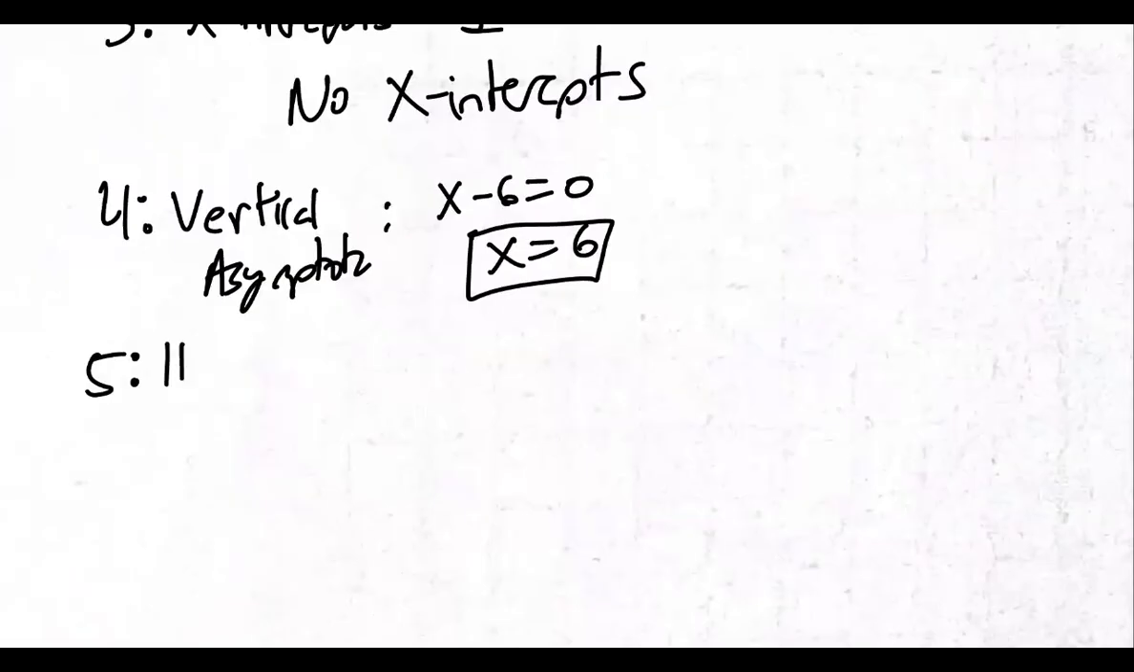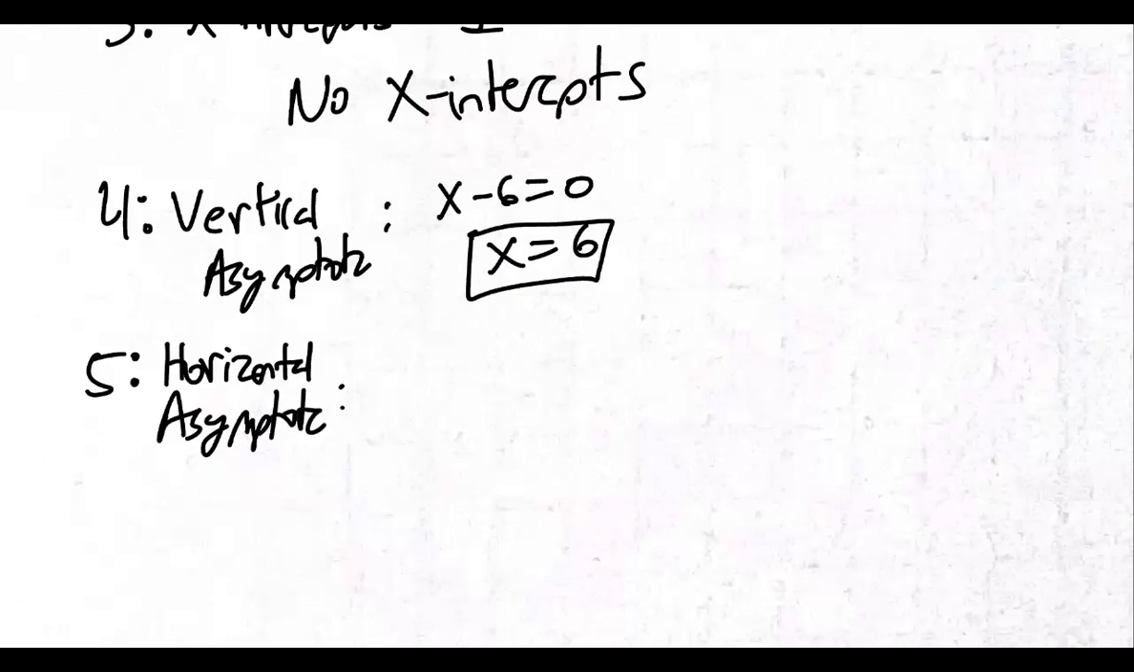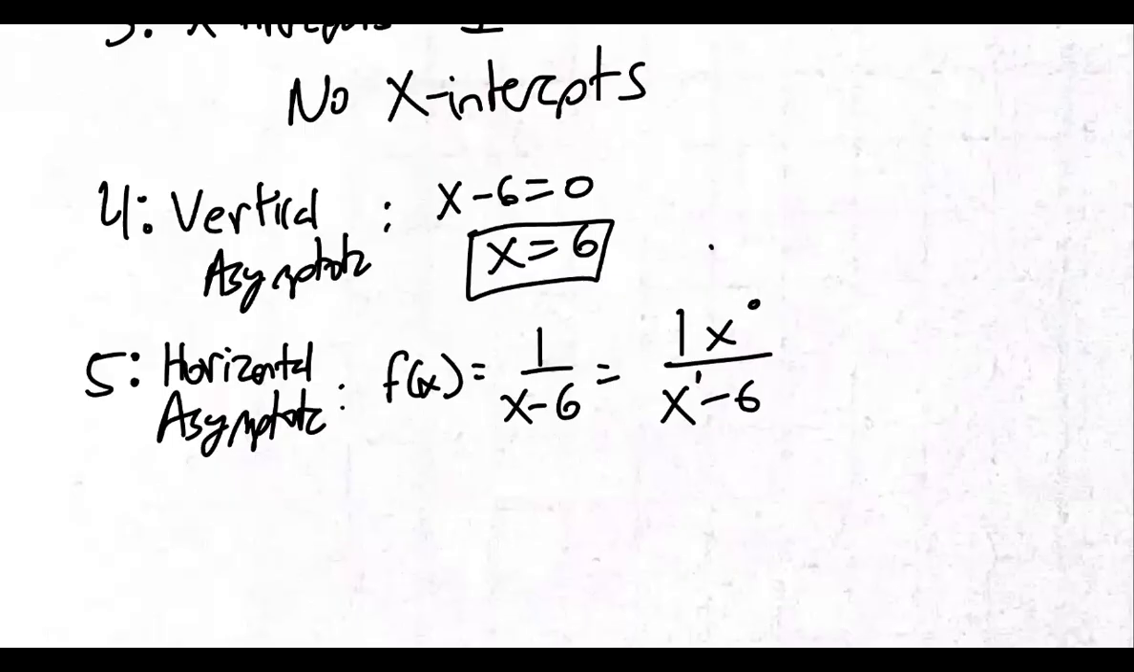Step number 5, horizontal asymptote. This is where you compare the n's and the m's. So f of x is 1 over x minus 6, which is 1 over x to the 0... n is equal to 0, m is equal to positive 1, and 0 is less than 1, right? So that means n is less than m.